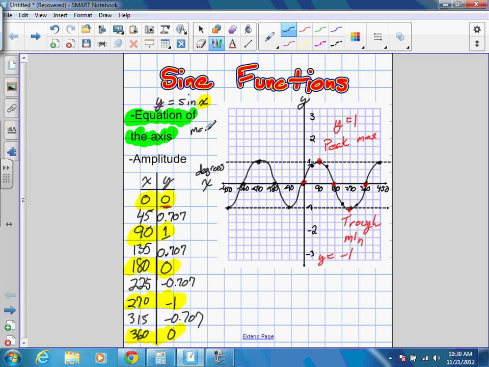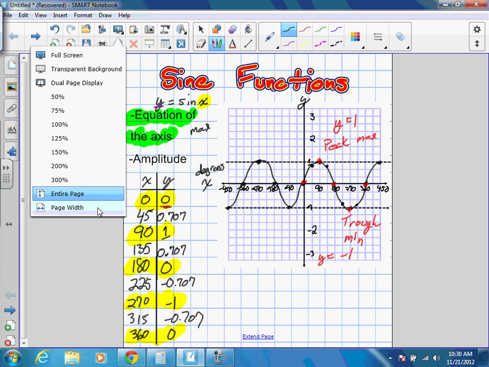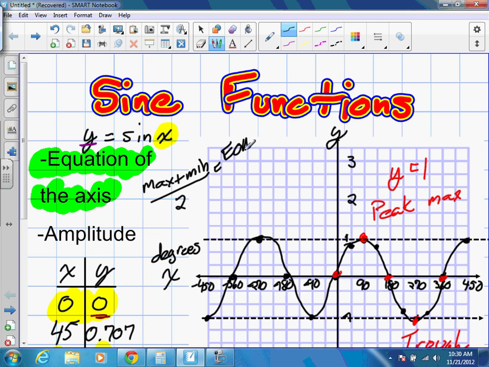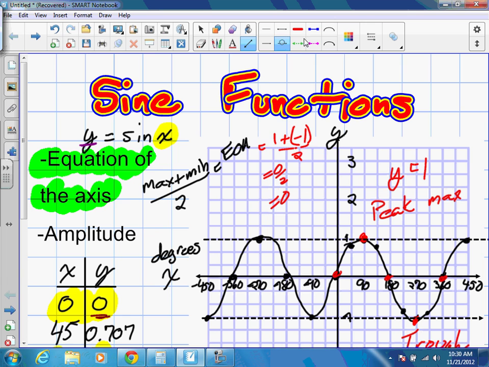I'm going to zoom in so it's a little clearer when I write. Max plus minimum divided by 2 gives us our EOA, we'll call it, equation of the axis. Well, in this case, we have 1 plus negative 1 divided by 2. What is 1 plus negative 1? 0 divided by 2 is 0. So the equation of the axis runs right through the middle at y equals 0. Okay, so we're going to draw that line across. The equation of our axis is at 0. That's one of our other major points.